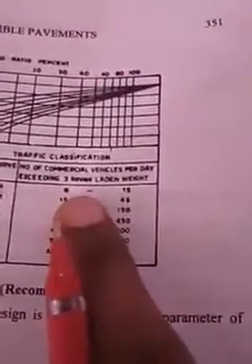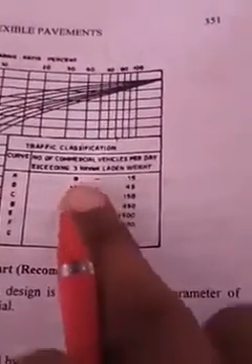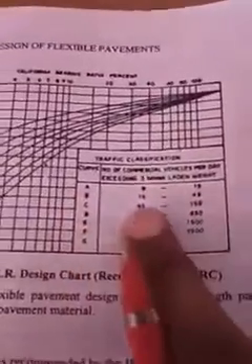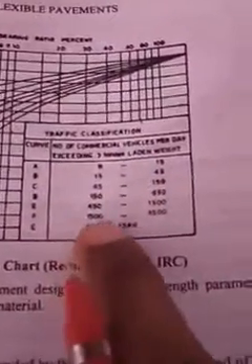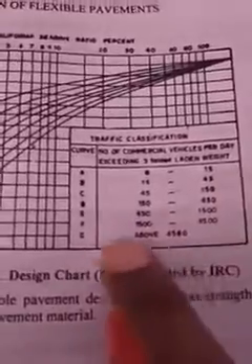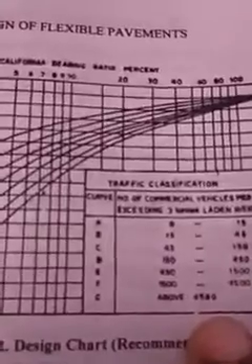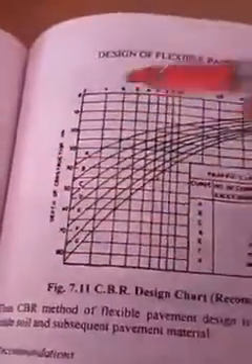Here you can see the number of commercial vehicles per day, which we simply call CVPD. If the CVPD is between 0 to 15, you have to refer to the A chart. If the CVPD is 15 to 45, the B chart. Like this, if the CVPD is between 1500 to 4500, you refer to the F chart. If the CVPD is more than 4500, you refer to G. So depending on the CBR and the traffic value, you will directly get the thickness of the pavement using the IRC chart.